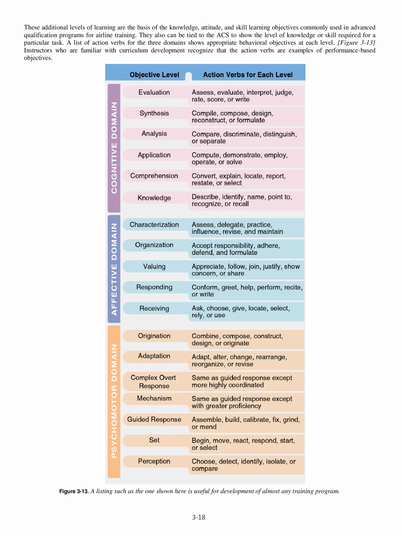These additional levels of learning are the basis of the knowledge, attitude, and skill learning objectives commonly used in advanced qualification programs for airline training. They also can be tied to the ACS to show the level of knowledge or skill required for a particular task. A list of action verbs for the three domains shows appropriate behavioral objectives at each level. Figure 3.13. Instructors who are familiar with curriculum development recognize that the action verbs are examples of performance-based objectives.